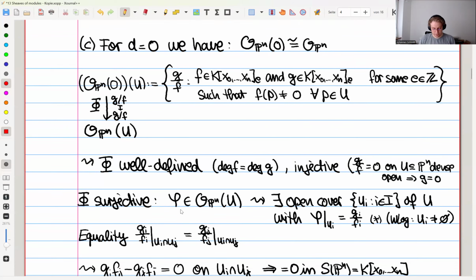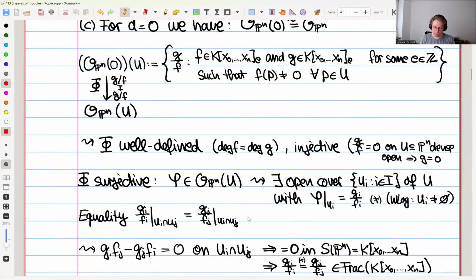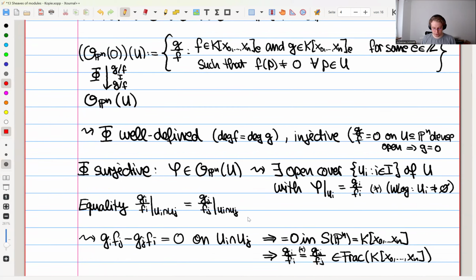So let's say we have phi a section here, and then we need to find some G over F mapping to it. Certainly, by definition of a regular function, we find an open cover of this set U such that phi restricted on this open cover is given by some quotient of two homogeneous polynomials of the same degree. That was how we defined the structure sheaf. And to avoid any complication, let's say that we exclude all the elements Ui in the cover which are the empty set.